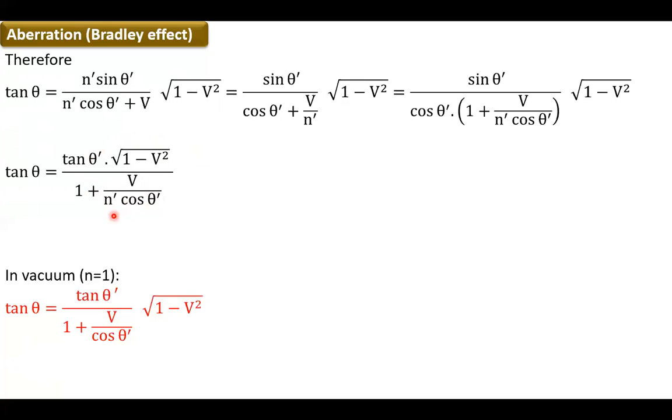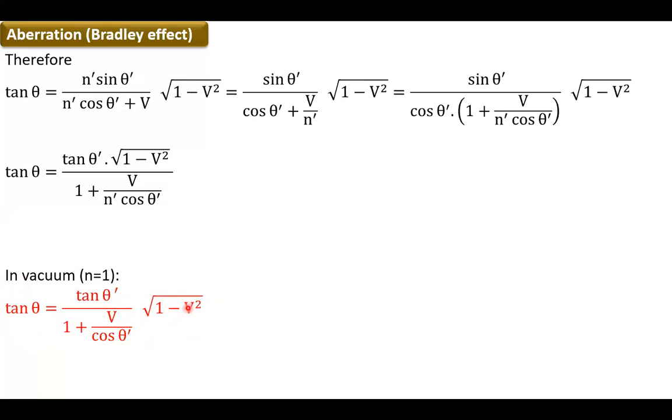And always in vacuum, you can replace n and n prime by 1. So you get tangent theta is equal to tangent theta prime times the radical of 1 minus v squared over 1 plus v over cosine theta prime. Okay, so now you have a tangent theta as a function of tangent theta prime. Okay, it's not a very pretty equation.